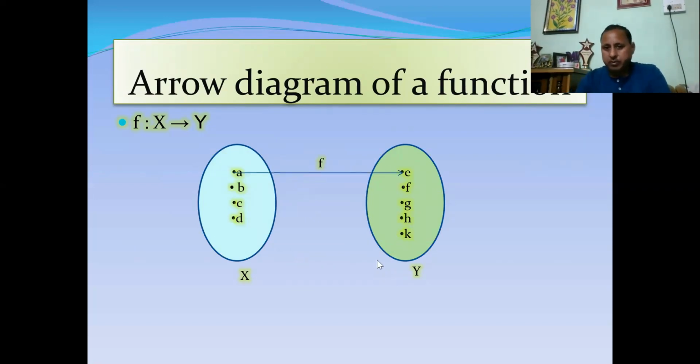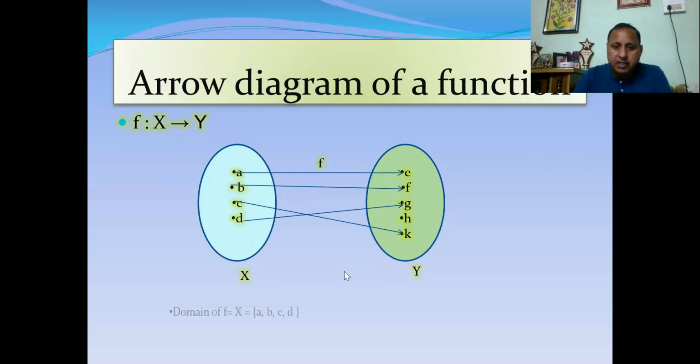So see that rule. What is the rule? A is associated with E, B with F, C with K, and D with G. Means G is the image of D, K is the image of C, F is the image of B, and E is the image of A, and A is called pre-image. Now you can see each element of this set is associated with a unique element. It means this one is called a function.